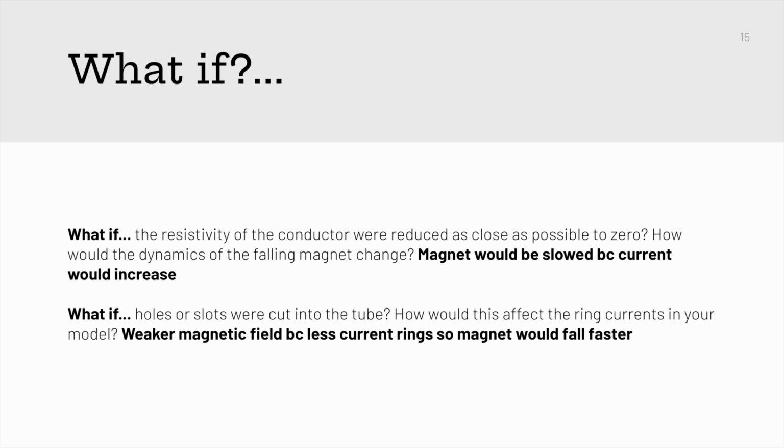Last question. What if holes or slots were cut into the tube? How would this affect the ring currents in my model? Because of the way that the tube works, there are individual rings of current in the system. So what would happen if holes and slots were cut into the tube, and this would eliminate some of those current rings as there would be holes, right? So there would be a weaker magnetic field because there were fewer current rings, and the magnet would fall faster.